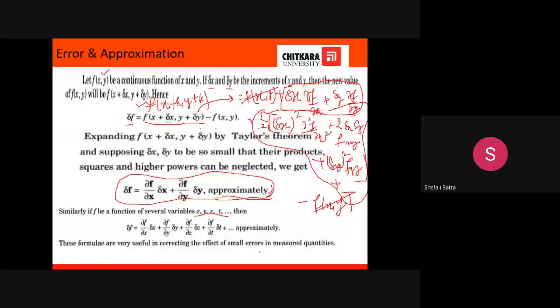So this finding error and approximation in function is an application of Taylor series. You are applying Taylor series here and then you derive this formula, right? So error in function would be evaluated by this formula. Let us have one example.